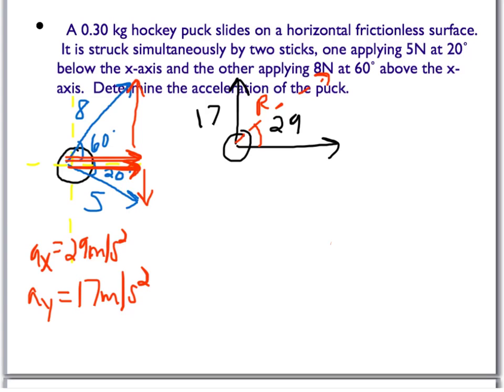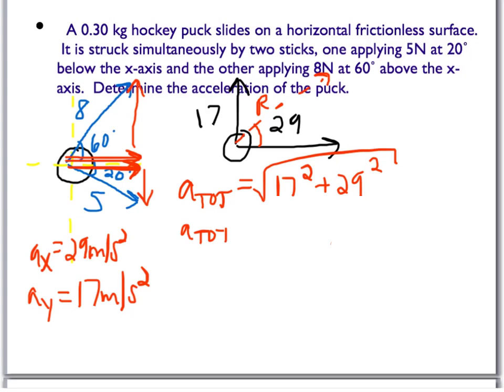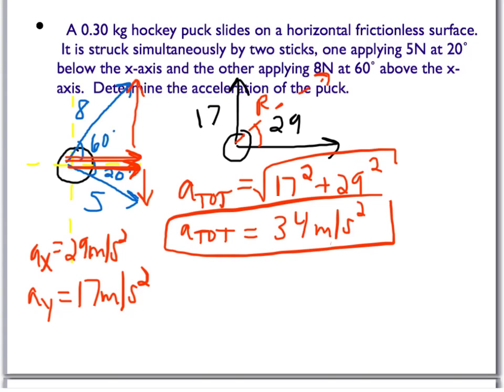When I solve for this, I could easily solve for the total magnitude of my acceleration by simply using a Pythagorean theorem. If I square both the 17 and the 29 and take the square root of that, I'll get my total acceleration for this hockey puck. Again, if you want to plug that into your calculators, you'd find that that turns out to be about 34 meters per second squared as the total acceleration of the object.